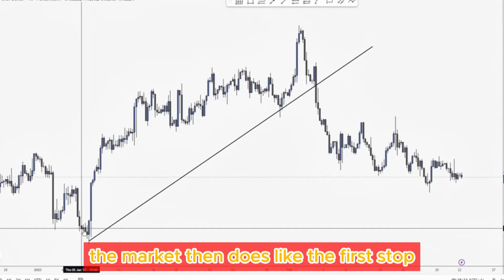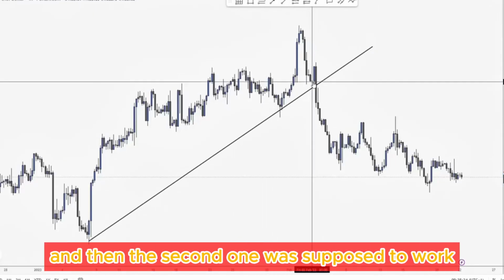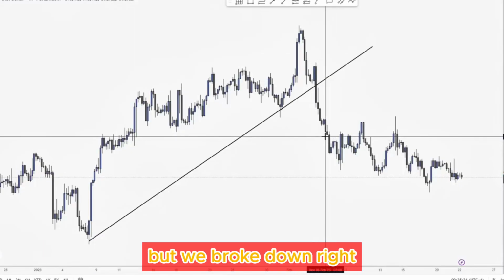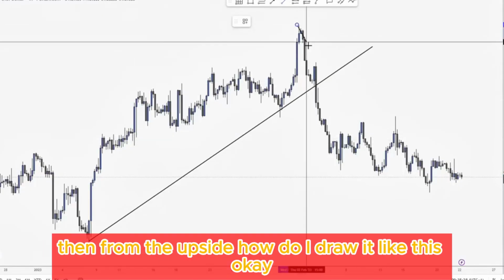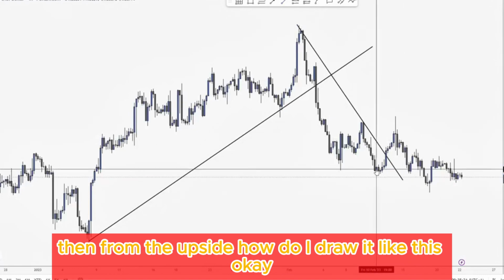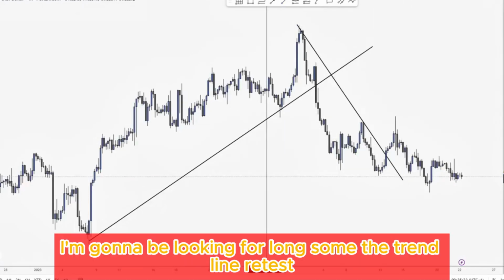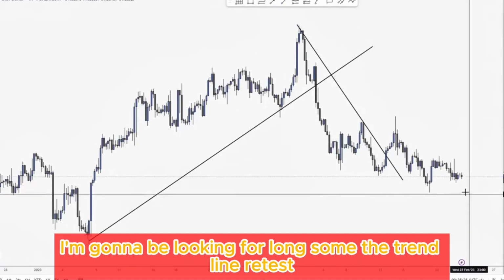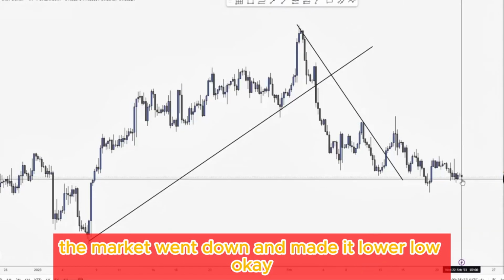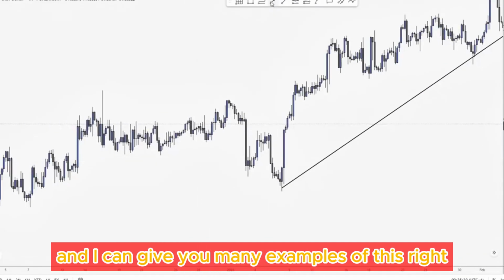Right? The market then does like the first step, and then the second one was supposed to work, but we broke down. Right? Then from the upside, how do I draw it? Like this? Okay, we broke out. Right? So cool, I'm going to be looking for longs from the trend line retest. The market went down and made a new lower low. Okay? And I can give you many examples on this.